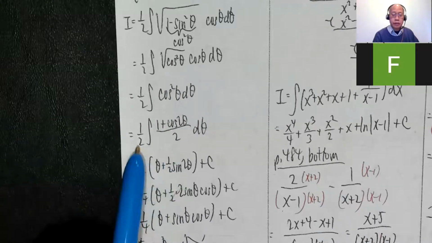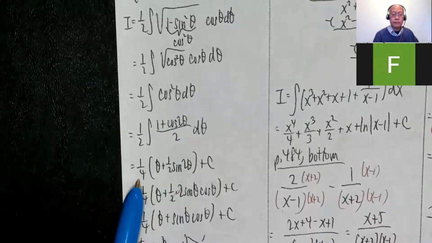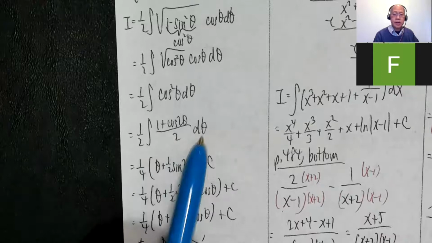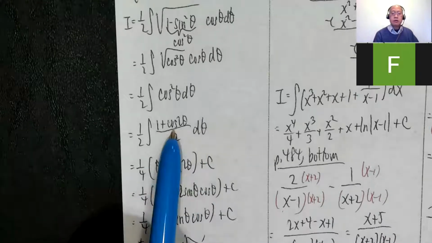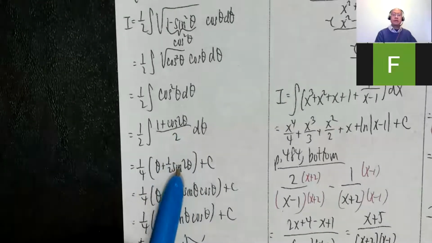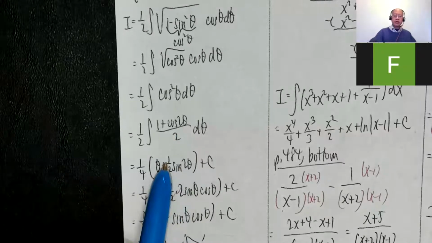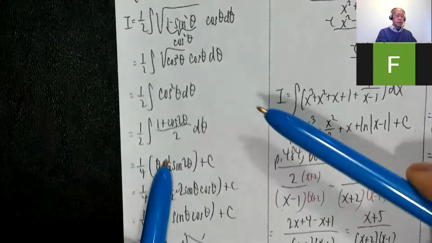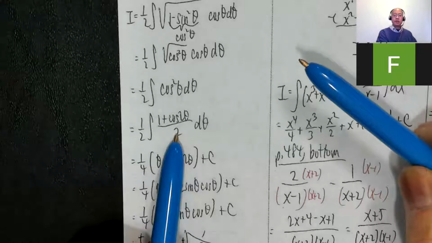All right, take out the 2, bring it with this 2, so I have a 1/4 in front. Integral of 1 d theta is theta. Integral of cosine 2 theta is sine of 2 theta times 1/2. Again, chain rule in reverse, the opposite of what I do for differentiation.